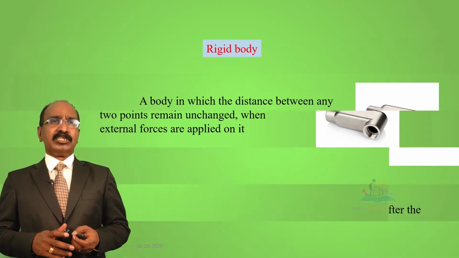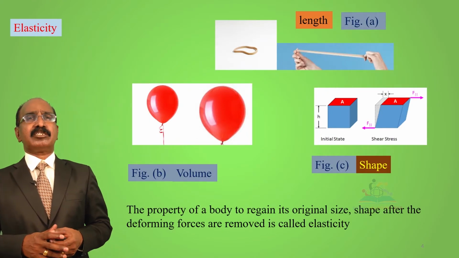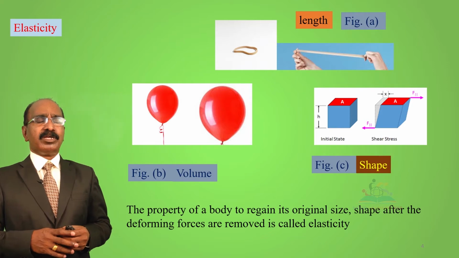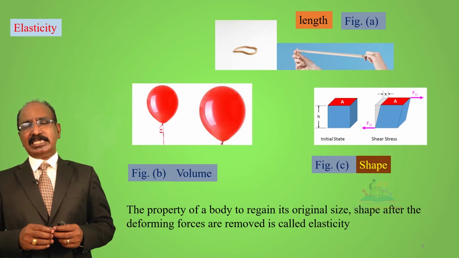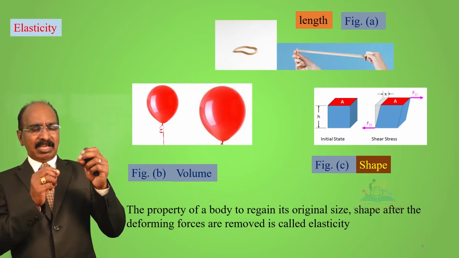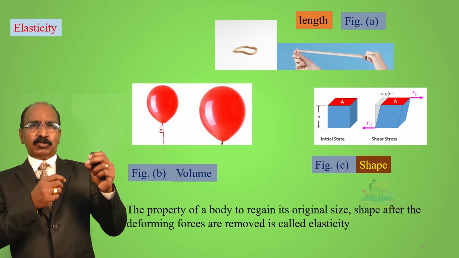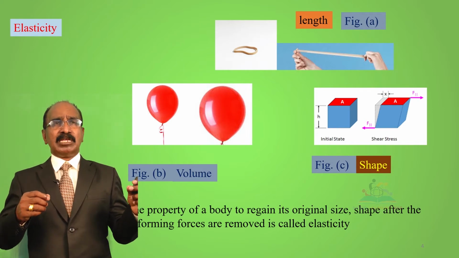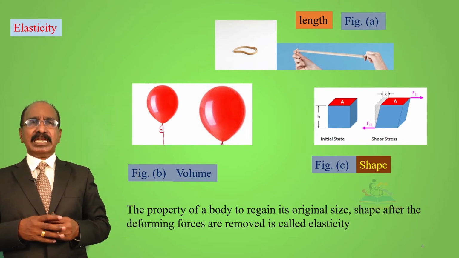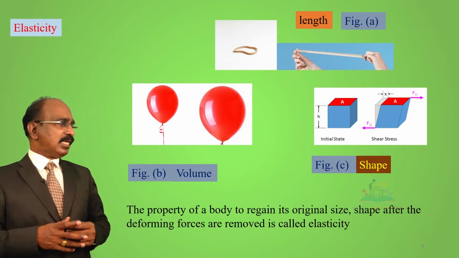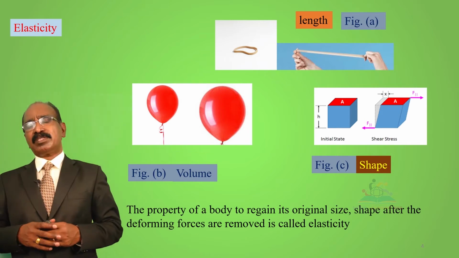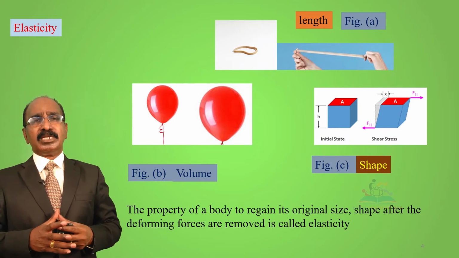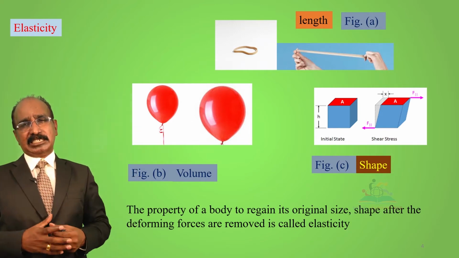But on the other hand, you see these examples that I have shown here. In figure A, you have a rubber band which you have already seen. The rubber band will have a length. Now you are pulling the rubber band on both sides. Now what happens? Automatically the length of the rubber band increases. In the second example, you see the balloon. When you blow air into the balloon, the size of the balloon increases.